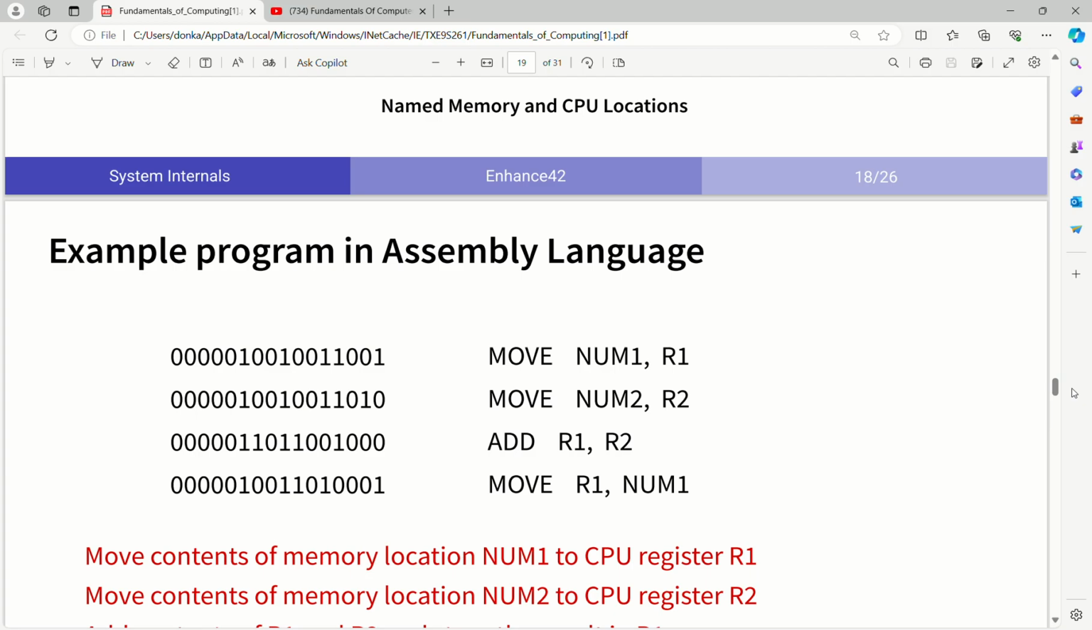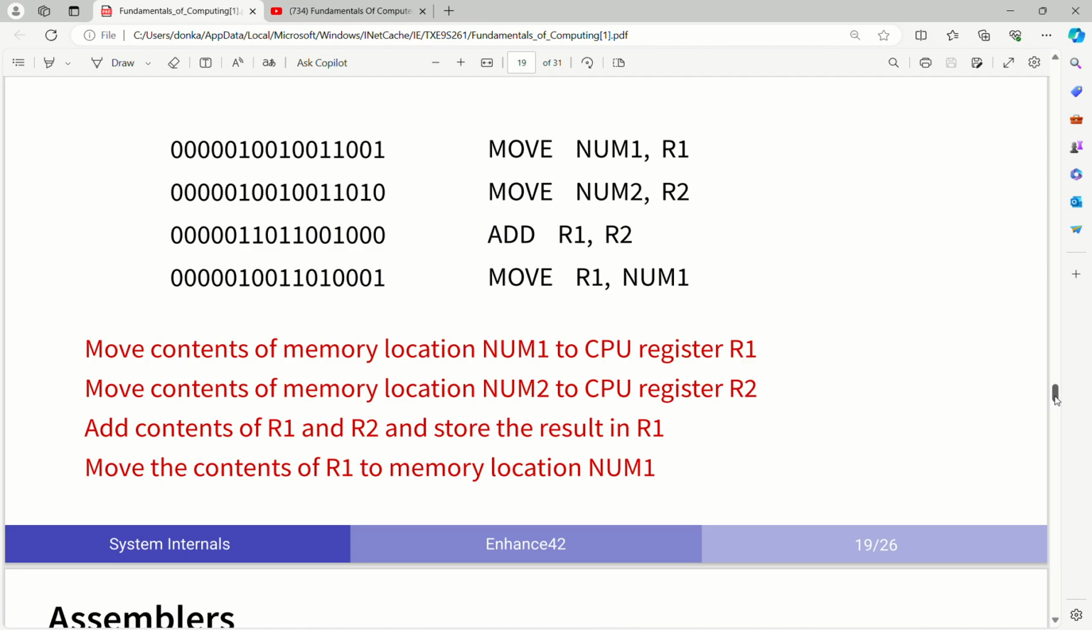Here first what we have to do is bring one memory location to the CPU. That means move num1 R1, move num2 R2, add R1 R2, move R1 num1. In the CPU we have registers like R1, R2, and see here: move contents of memory location num1 to CPU register R1, move contents of memory location num2 to CPU register R2, add the contents of R1 and R2 and store the result in R1. Move the contents of R1 to memory location num1.